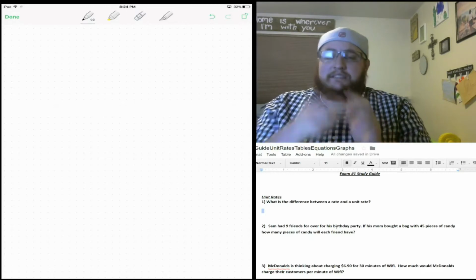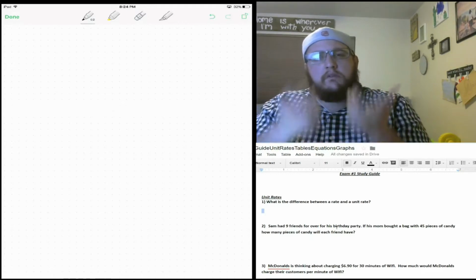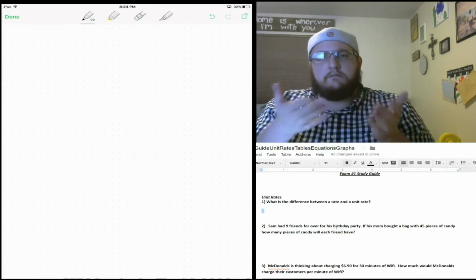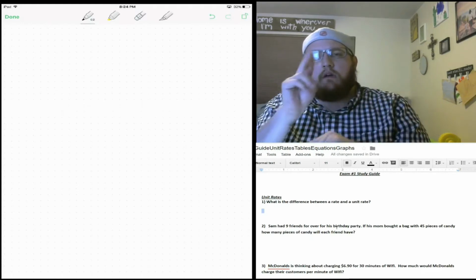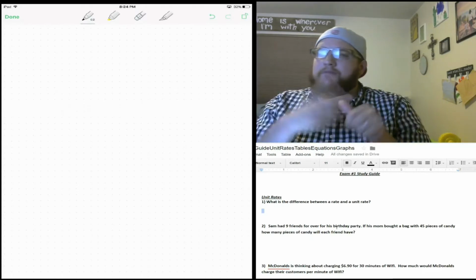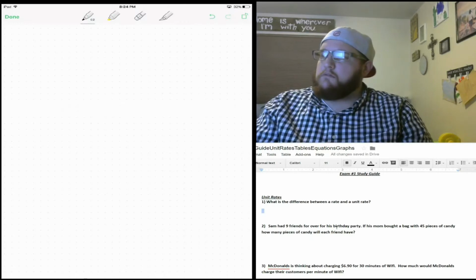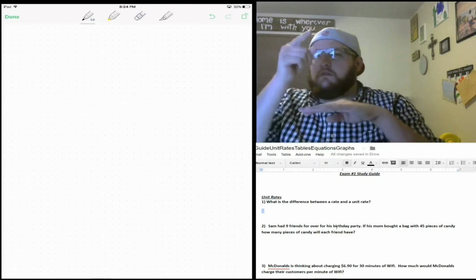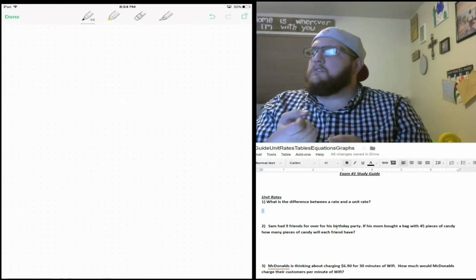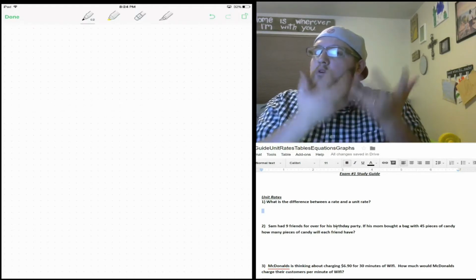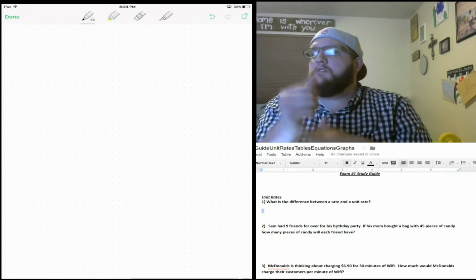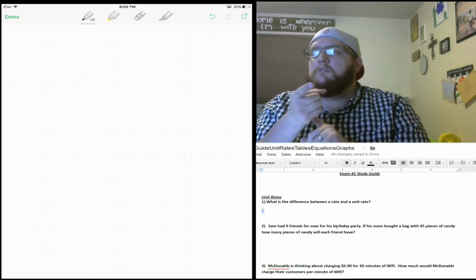How much would McDonald's charge their customers per minute of Wi-Fi? So again, this is offering us a rate, the rate at which people will pay for 30 minutes of Wi-Fi, and we are to turn this rate into a unit rate to determine how much people will be paying for each minute of Wi-Fi. So let's look at the information the question gave us about McDonald's.